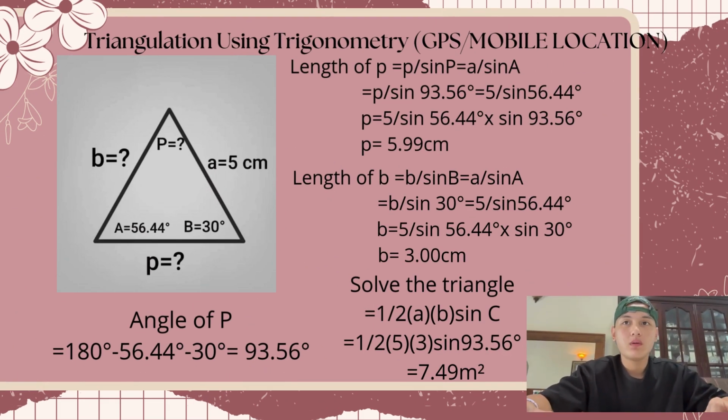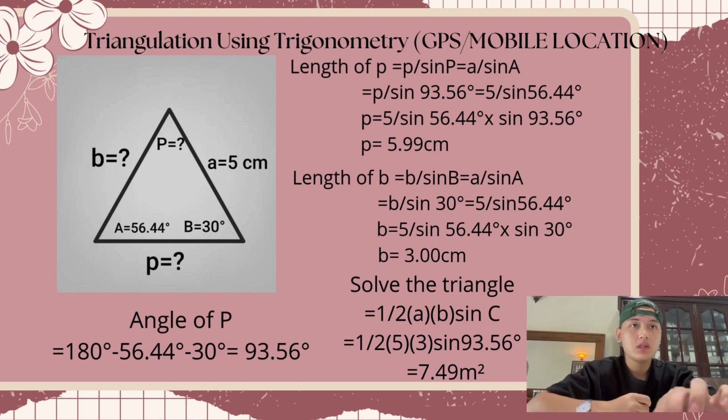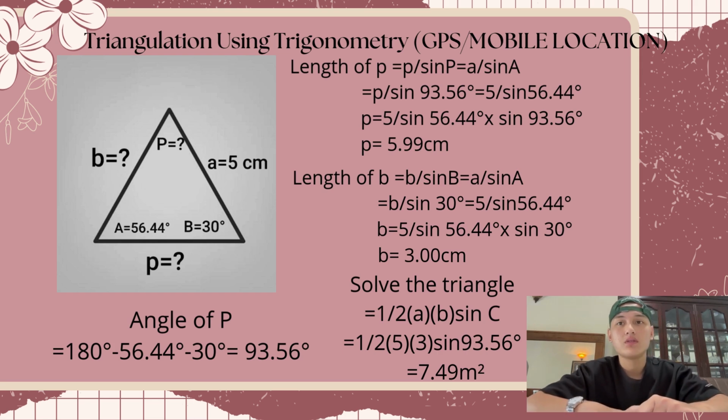Okay, right now we will look at the second example of triangulation using trigonometry in GPS and mobile locations, which is how GPS and mobile networks find locations. So as you can see in this triangulation, we are given angle A is 56.44 degrees, angle B is 30 degrees, side A is 5 centimeters. So the first step is to find the missing angle. Since the angles of a triangle must add up to 180, using the formula we will get 53.56 degrees.